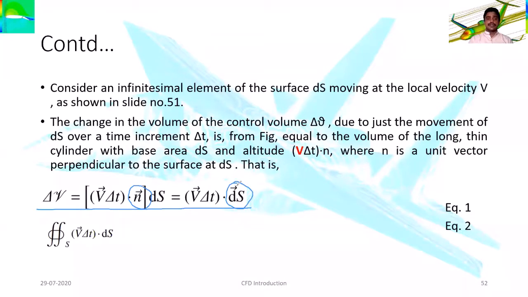Here we have taken the arrow on this ds. That's the directional derivative of the surface area which is changing along that particular surface. And finally we have defined that whatever elemental volume is taken out, delta V, is equal to V delta T dot ds.